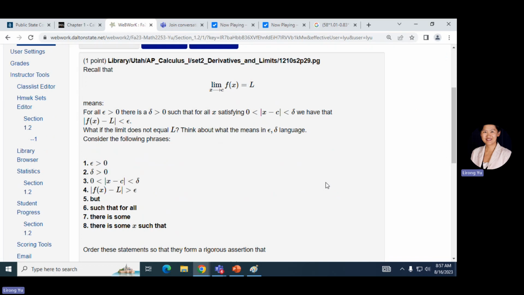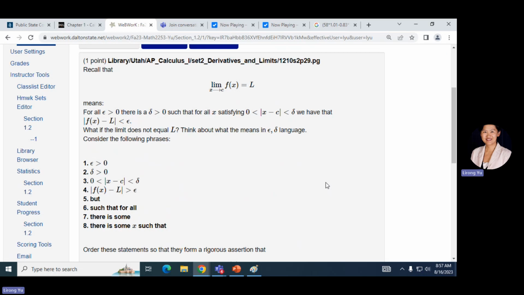Okay. This is the first question. It's more about the definition. The definition says the limit of f of x equals L when x approaches C. For that notation, the epsilon-delta definition says: for any epsilon positive, there exists a delta positive, so that whenever |x minus C| is less than delta, we would have |f of x minus L| less than epsilon. So this is the definition.